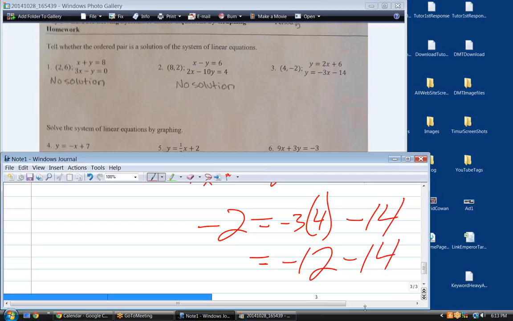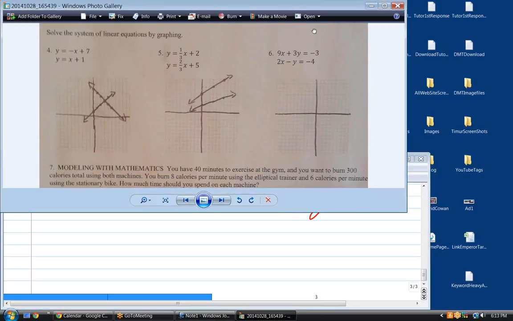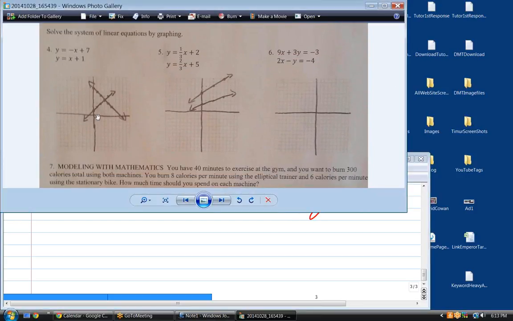And I think I never make a mistake. That's minus 26. Okay, so it's not even true in the second solution either. So we got a yes, no, no. Okay, cool. Solve them by graphing them.